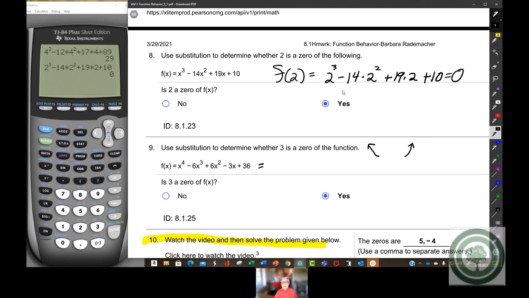Why do we care? Because the zero of the function is the x-coordinate of the x-intercept. Why do we care? Because historically and currently, those are extremely important. If you put the profit function together, the x-intercepts are where the economy of the business turns around. Probably the most important number, especially if you own your own business.